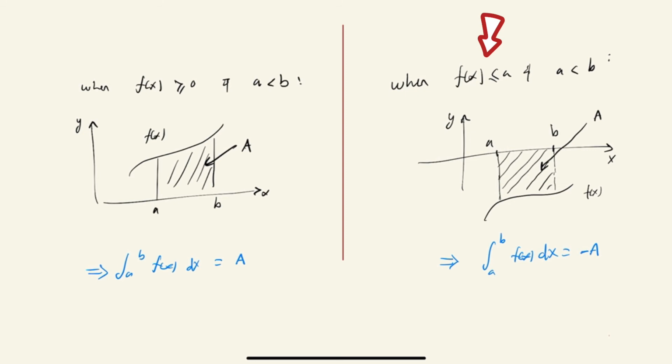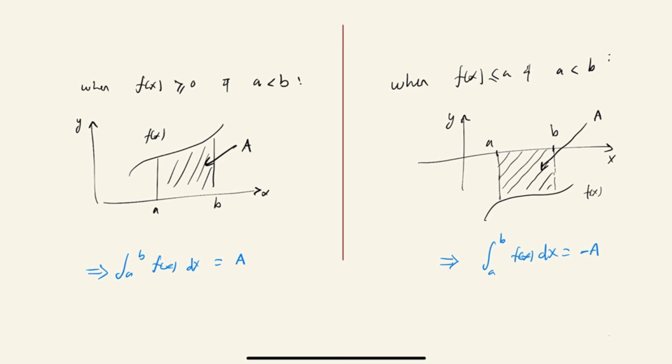Now on the right side, the function of x is negative. So it can be represented by this graph. Notice here the area A is positive. The area is always positive, but when we take the integral going from a to b of this function, it's going to be negative. That just means the area is below the x-axis.